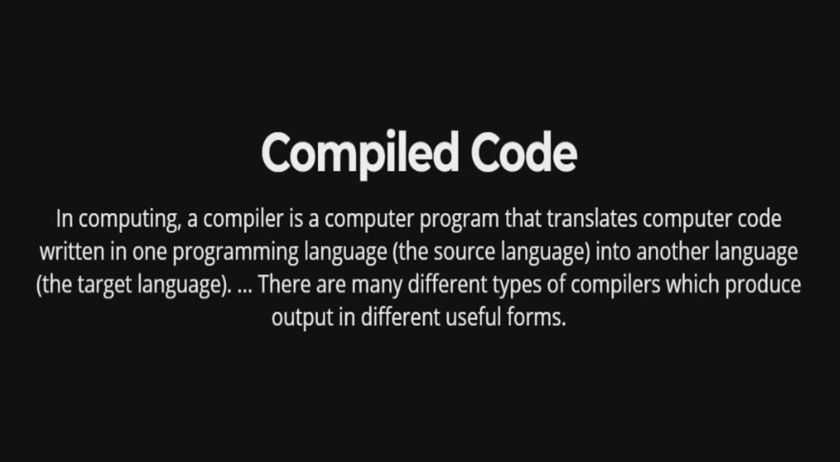Compiled code. In computing, a compiler is a computer program that translates computer code written in one programming language, the source language, into another language, the target language. There are many different types of compilers which produce output in different useful forms.